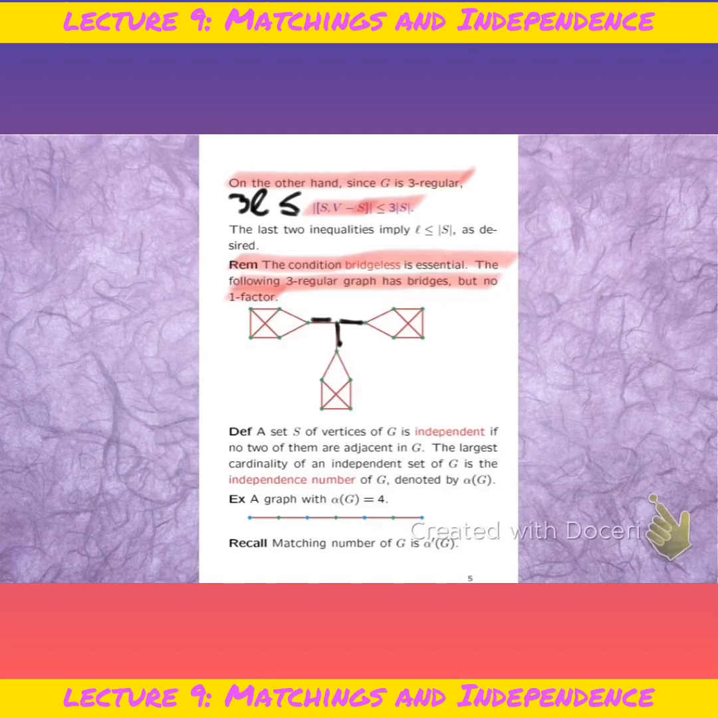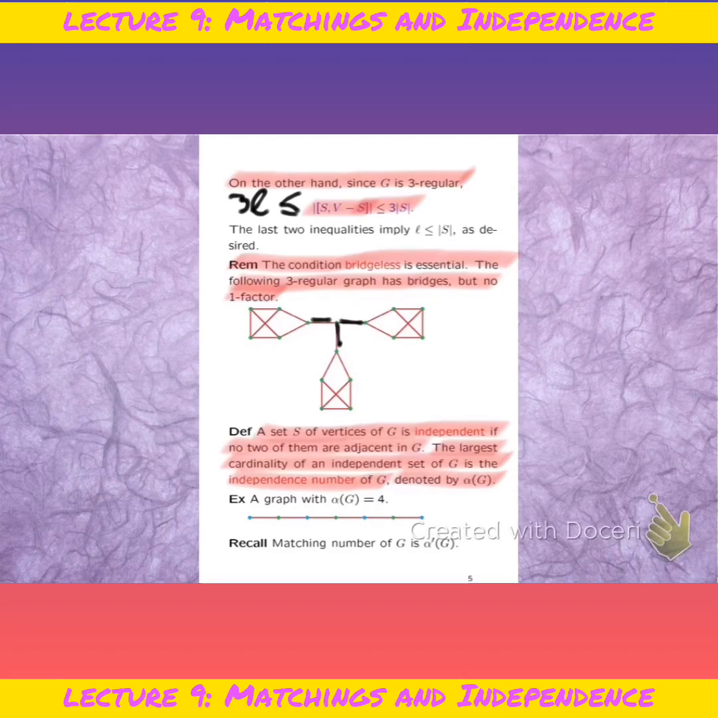Right, so this brings us to independence and the independence number of a graph. We say a set S of vertices of G is independent if no 2 of them are adjacent in G. We already did that definition. And again, the largest cardinality of an independent set of G is called the independence number of G, and it's denoted by alpha of G.